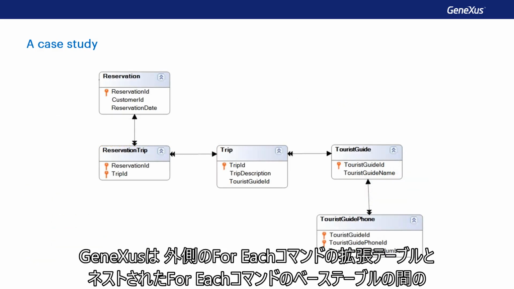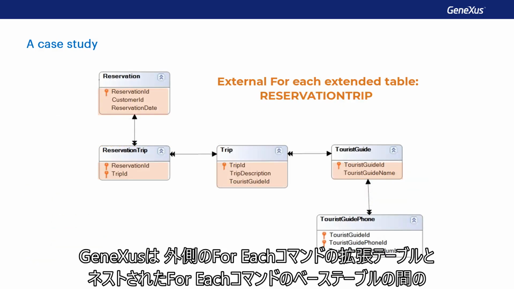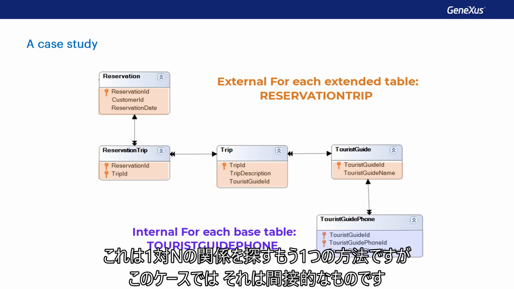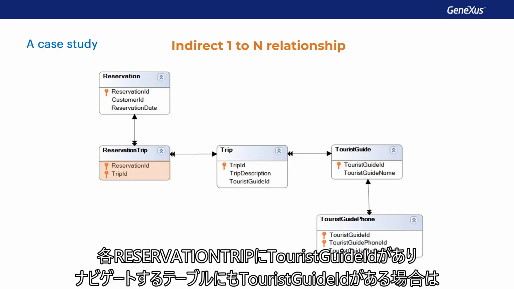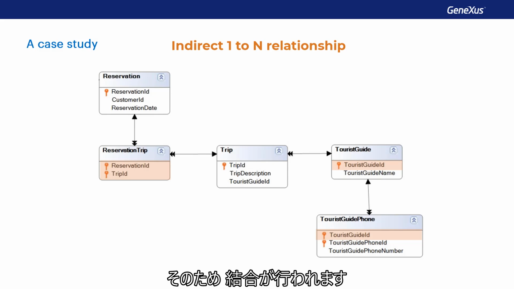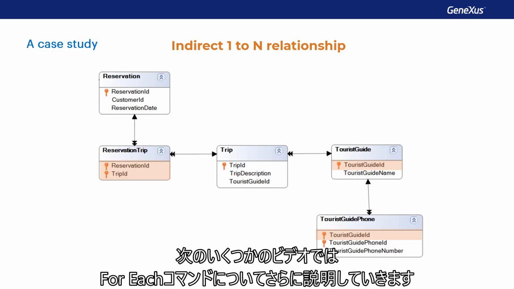GeneXus looks for a relationship between the extended table of the external forEach command and the base table of the nested forEach command. It's another way of looking for a one-to-n relationship, although in this case, it's an indirect one. If each reservation trip has a tourist guide ID, and in the table to be navigated, there's also a tourist guide ID, then GeneXus understands that they'll be the same due to the relationship between them. That's why it'll make a join. In the next few videos, we'll continue to learn more about the forEach command.